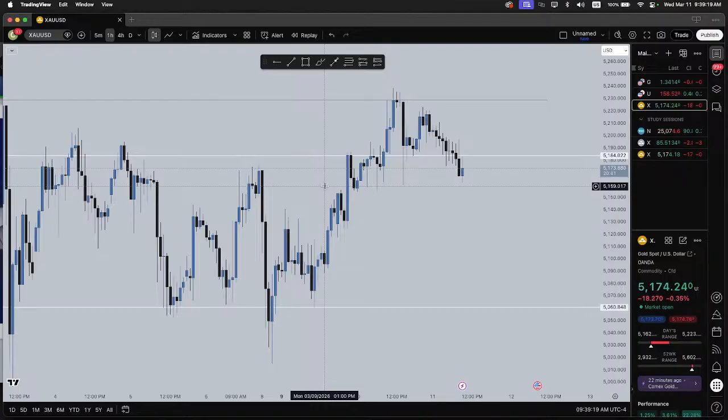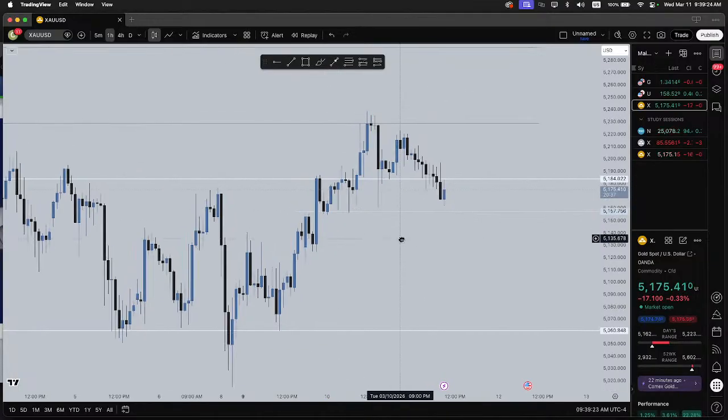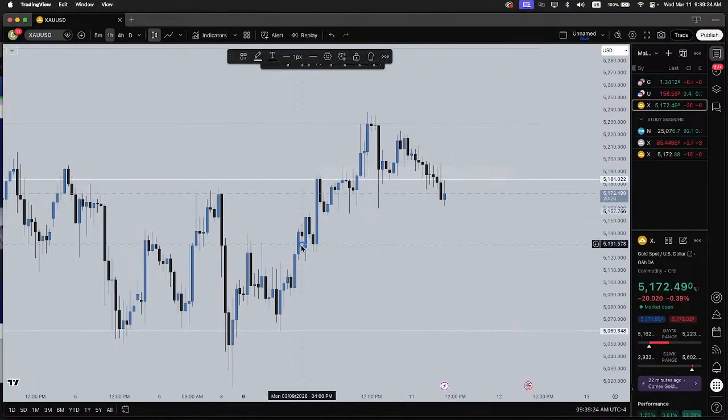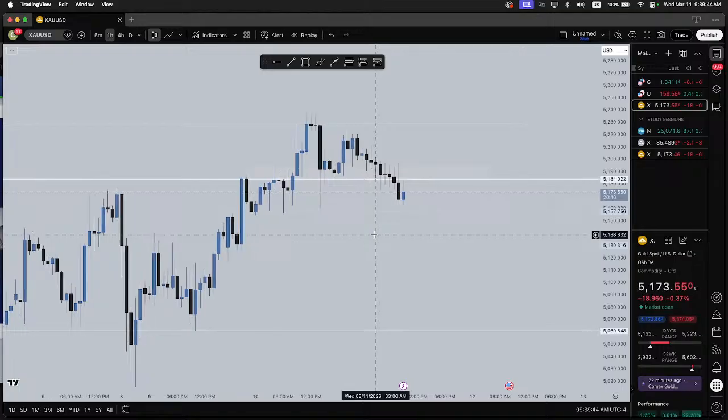If gold does maintain below here, this is an area of support right here. If gold maintains below this resistance range, price could potentially come down into this area of support, and then the next area of support would be right here. That looks like a gap candlestick. I'll do it right here.